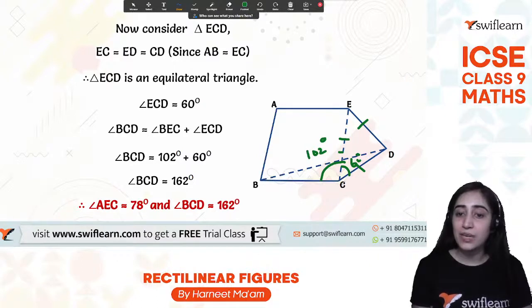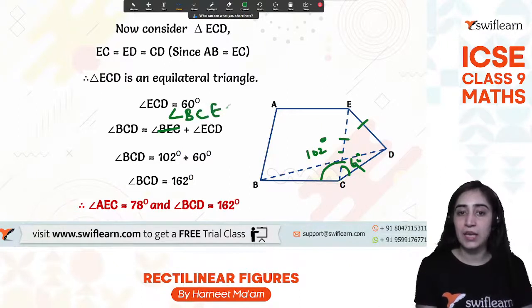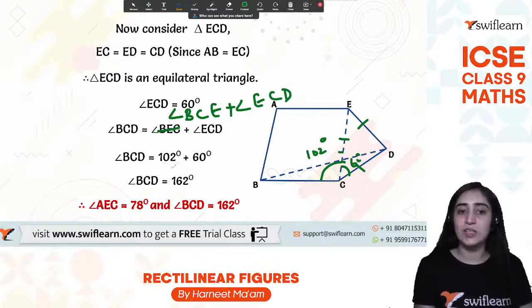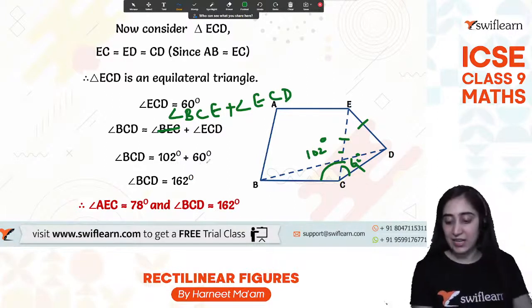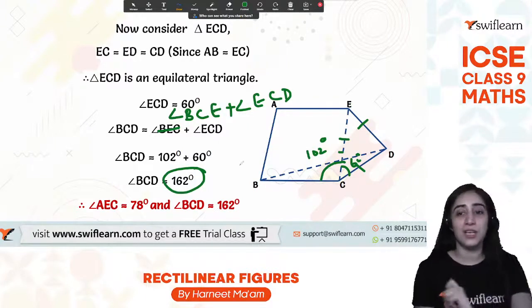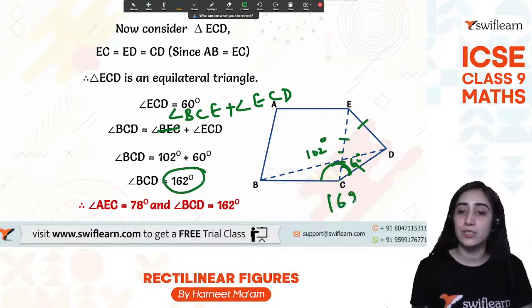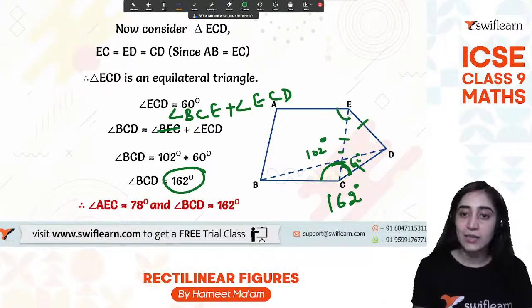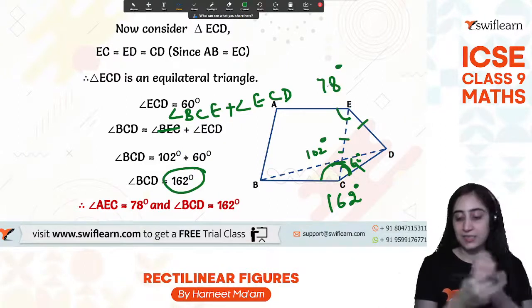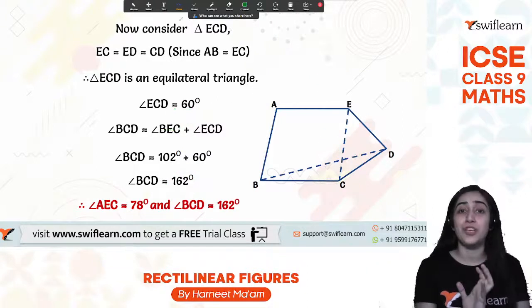Can I calculate BCD? Yes. Now BCD will be equal to angle BCE plus angle ECD. I know this is 102 degrees. This is 60 degrees. Together they give me 162 degrees. So this whole becomes the angle which was calculated as 162 degrees. And this angle that they wanted me to calculate is 78 degrees. Hence done. Simple. Let me compile the question for you to understand.